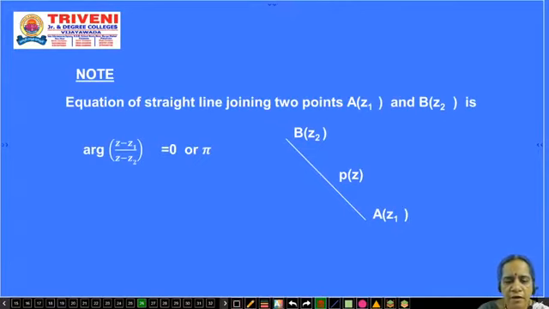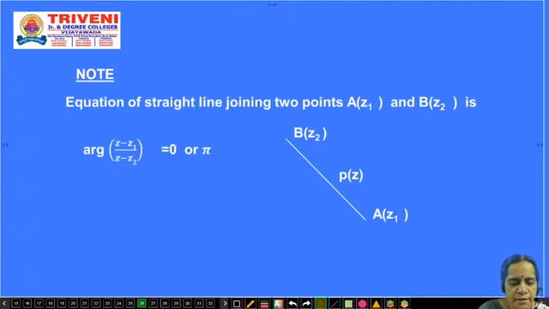Suppose Z1 is equal to x1, y1 and Z2 is equal to x2, y2. Then arg of (z minus z1) by (z minus z2) is equal to 0 or pi. This is the fixed value of the argument for two points. The equation of a straight line passing through the two points is arg of (z minus z1) by (z minus z2) equals 0 or pi.